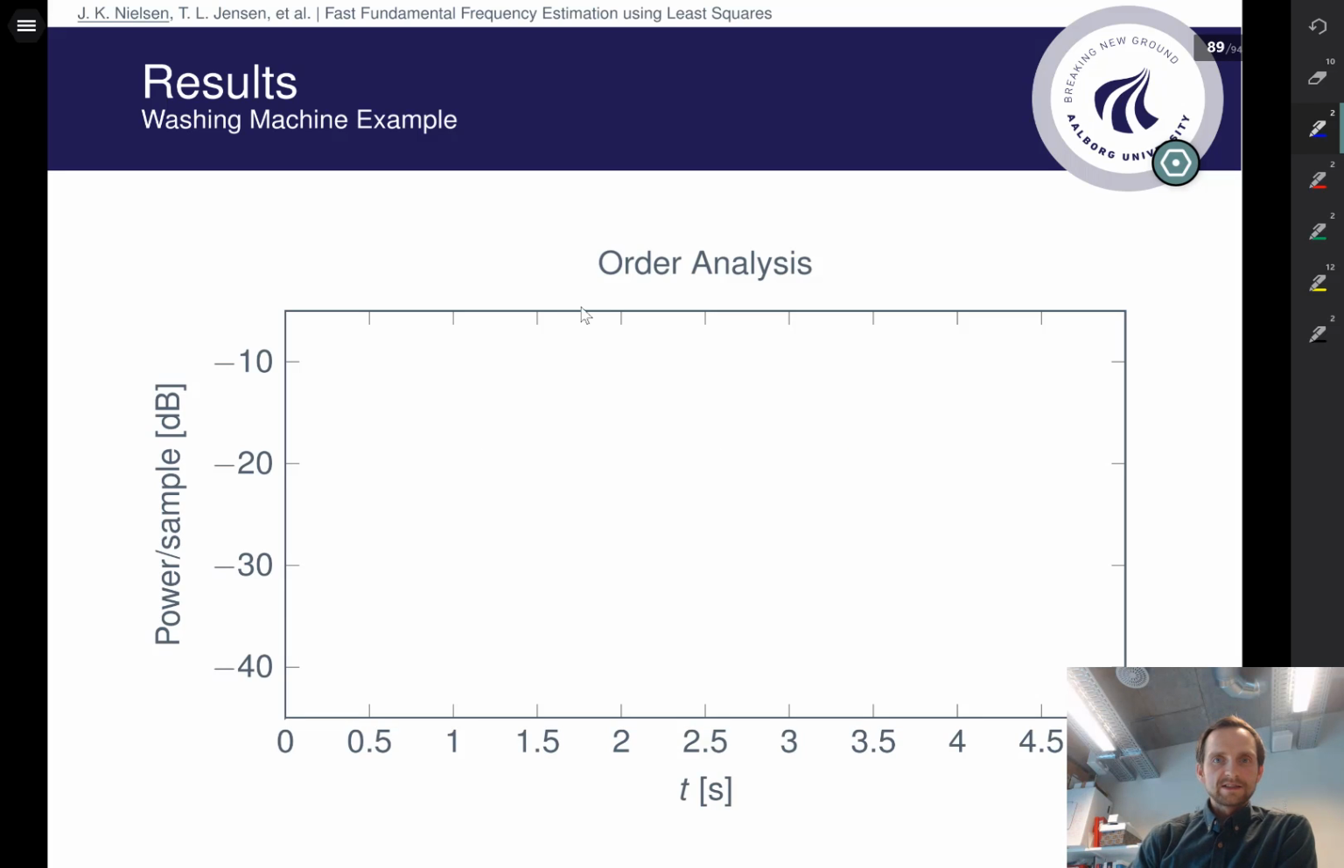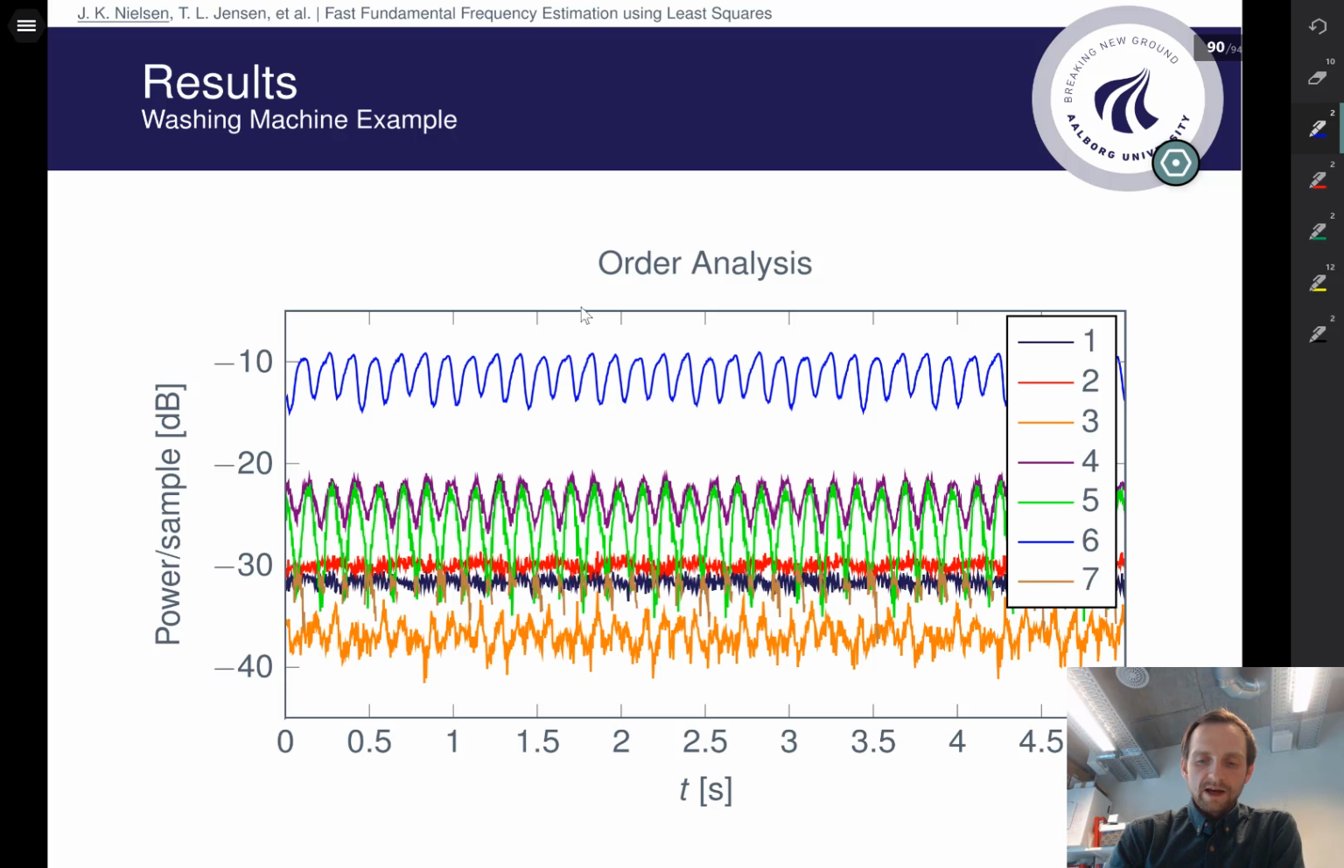Often when you analyze a washing machine engine, you do it for order analysis, so you're really interested in seeing how the power of the individual harmonics behaves as a function of time. And here are the estimated powers of the individual harmonics, and again you can see some very fine details here. The 6th harmonic is clearly the strongest one, and then the 4th harmonic seems to be the next one, and so on.